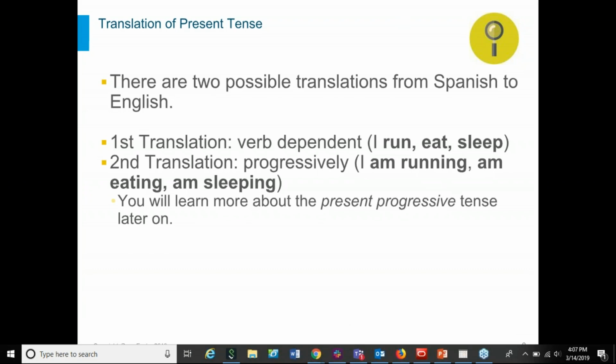And secondly, the present tense could also translate like its counterpart, the present progressive tense, which means it must include a gerund, a present participle, which is a verb that ends in -ing. As you can see there in the parentheses, I am running, I am eating, I am sleeping. And there will be more about the present progressive at a later time.